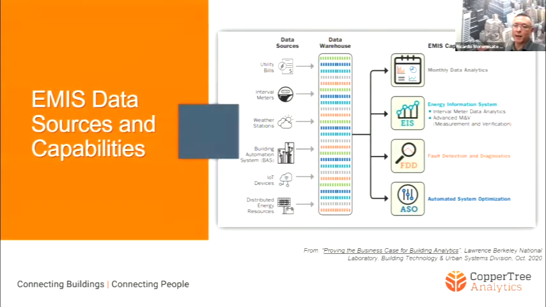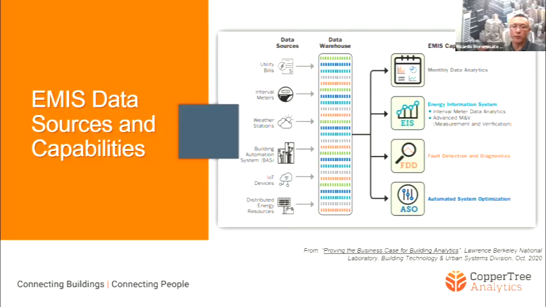And this diagram actually is one of those publications showing in the left here various data sources, and those are being collected, of course, at a central repository or what we call a data warehouse. And this data is then consumed by the various tools or applications as seen under EMIS capabilities. Now, EMIS providers, of course, offer these capabilities in different ways. And at Copper Tree, for instance, we have what we call 2 integrated platforms.